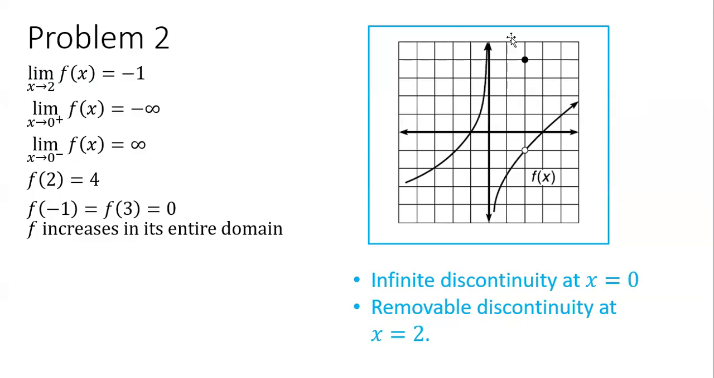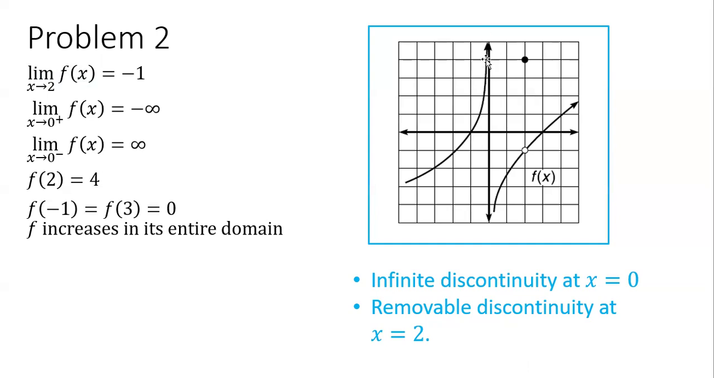f of 2 is 4. That's up here. We shade that in, but we leave this open. Okay? f is increasing though, so it's going to look something like that. And then we know that as x approaches 0 from the right is negative infinity, 0 from the left is positive infinity. We were saying there's the asymptote there.